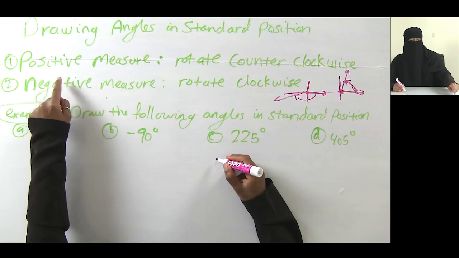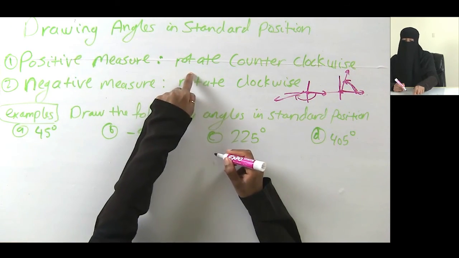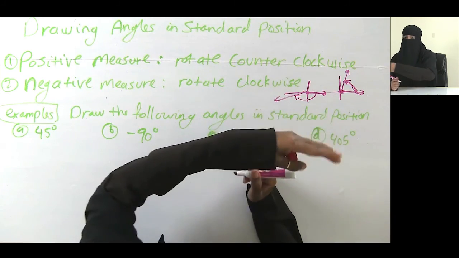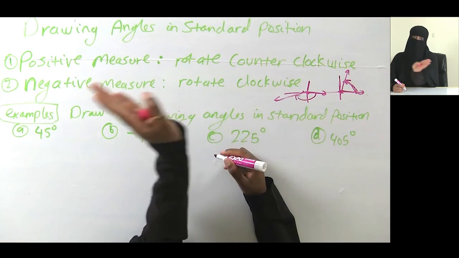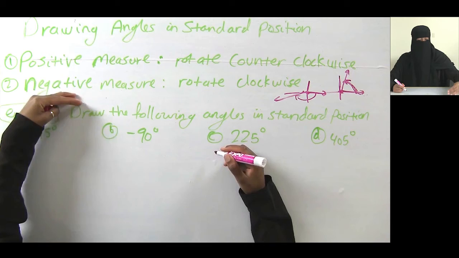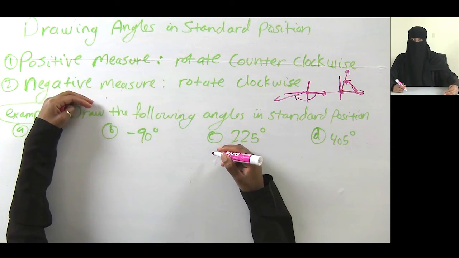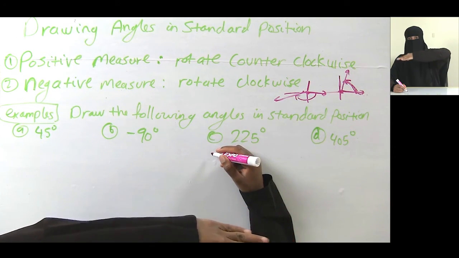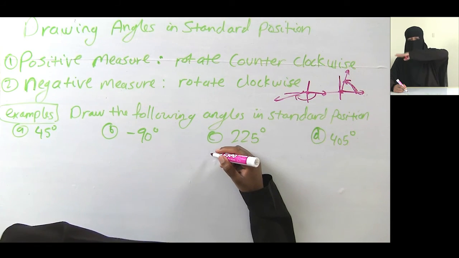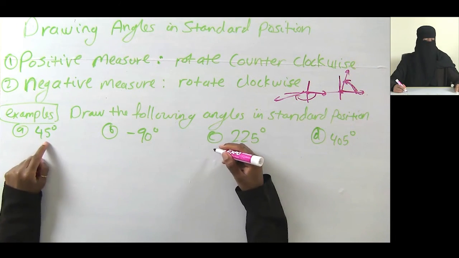So anytime you see an angle that's positive, that's telling you to rotate counterclockwise from your initial side towards your terminal side. If you see a negative measure, meaning your angle is negative, that's telling you here's my initial side, I'm rotating clockwise, so I'm rotating down. So let's look at an example.